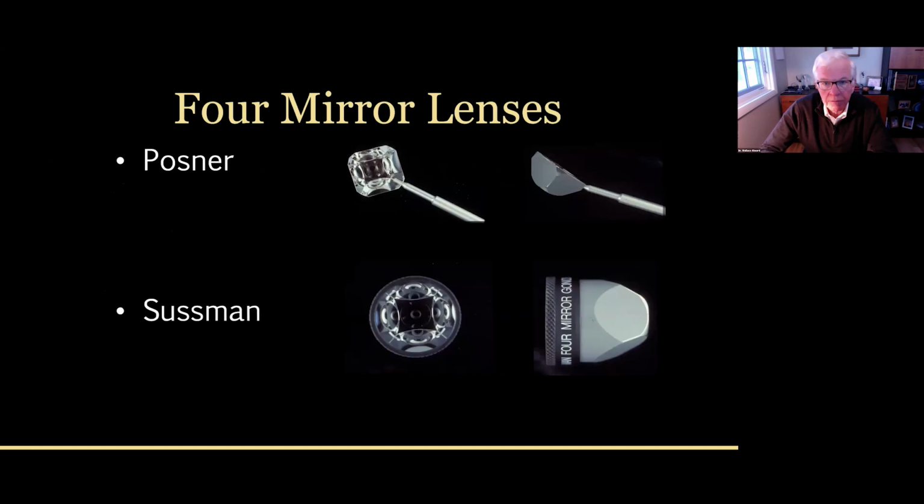So there's a Posner style lens, and then there's a Sussman style lens. They're both four mirror lenses. They're both excellent. I use a Posner lens. Most of my partners use Sussman lenses. I think it's just whatever you're more comfortable with. I do think that if one has shorter arms, the Posner lens is probably easier to use than the Sussman lens. And alternatively, if you're very, very tall, this might be easier to use. I would try both of them and see which is most comfortable for you.